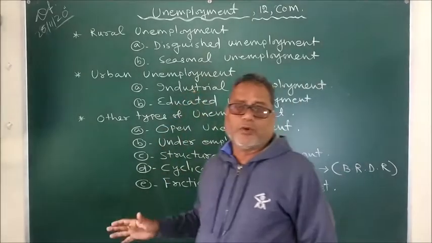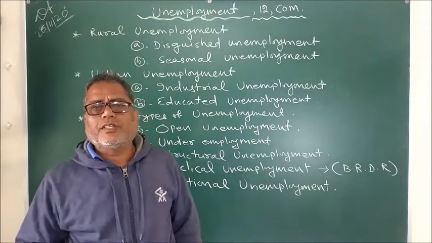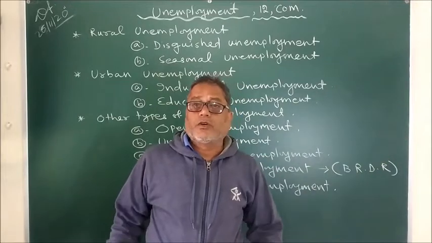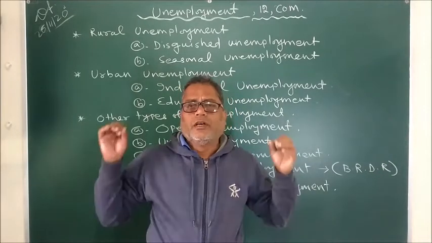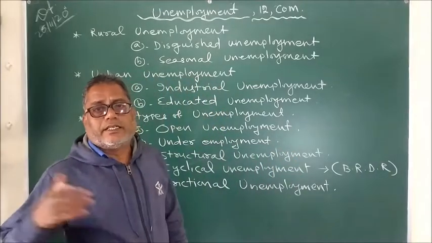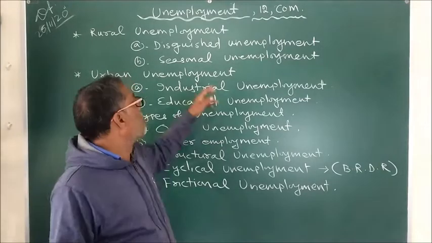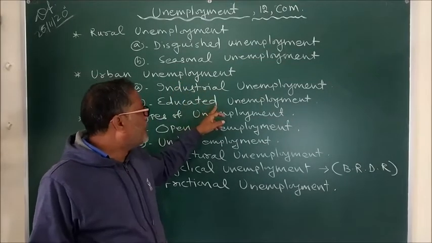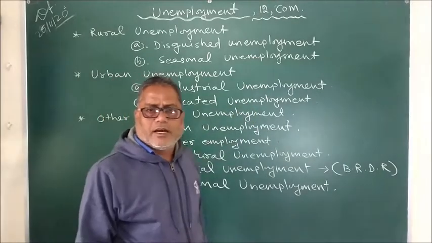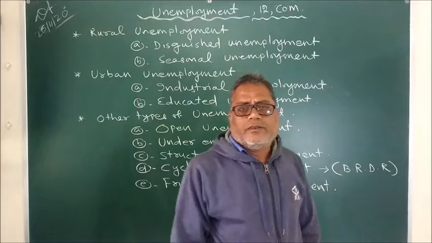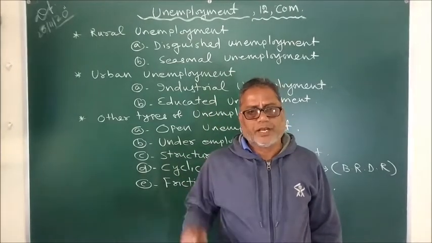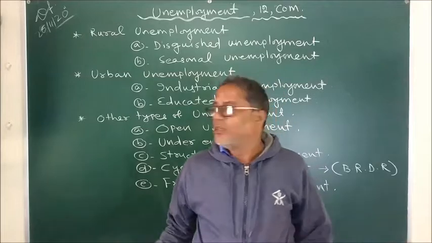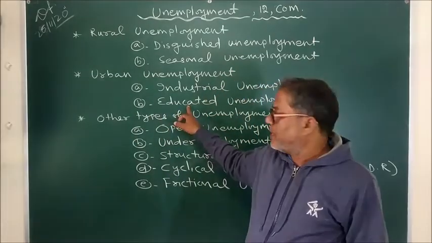So what is industrial unemployment? It happens when a producer shifts the technique of production from labor intensive technology to capital intensive technology in order to save labor. At that time many laborers lose their jobs, and it increases the volume of unemployment in urban areas. Such unemployment is called industrial unemployment. On the other hand, educated unemployment: in urban areas, many people are highly educated and hardly find any job that matches them. Either they have to underemploy themselves or they have to remain unemployed. Such unemployment is called educated unemployment.